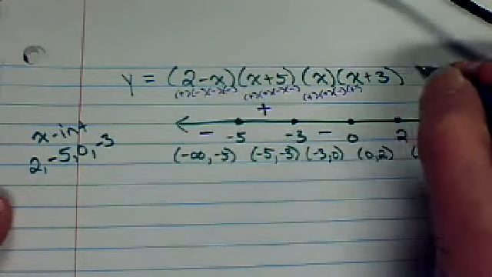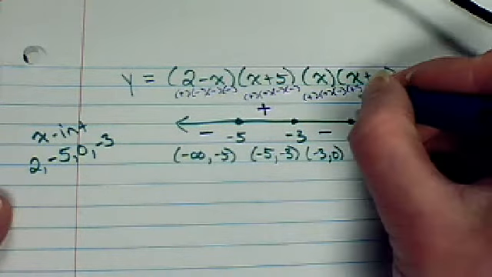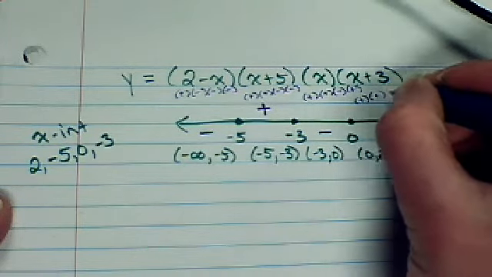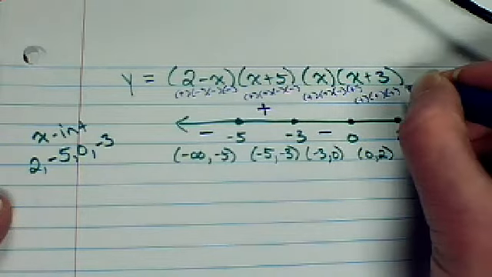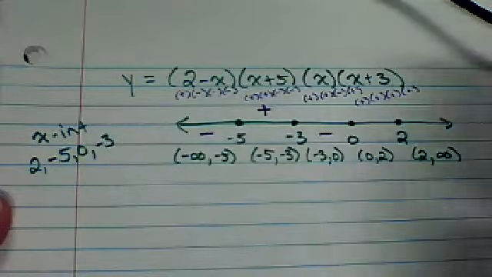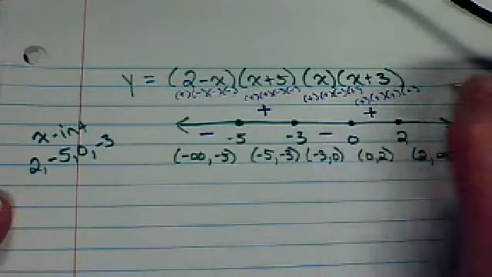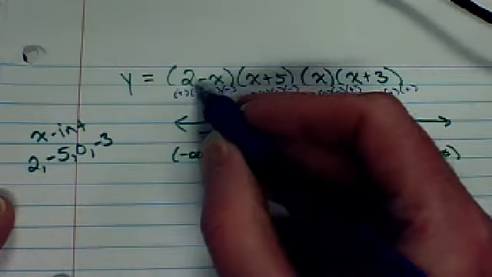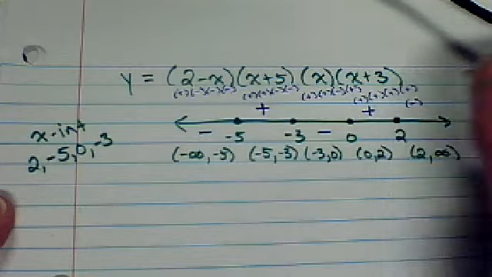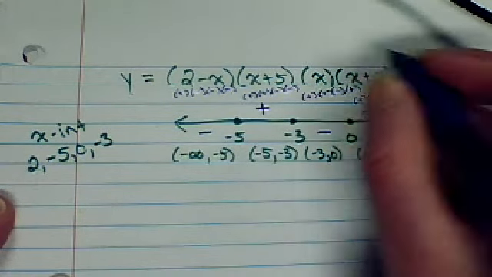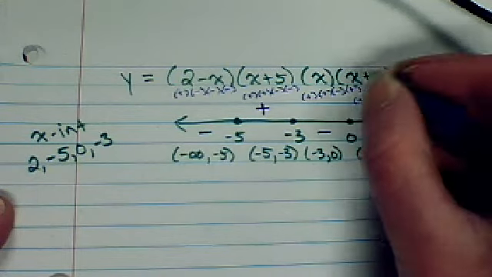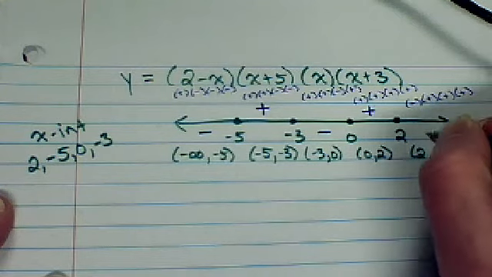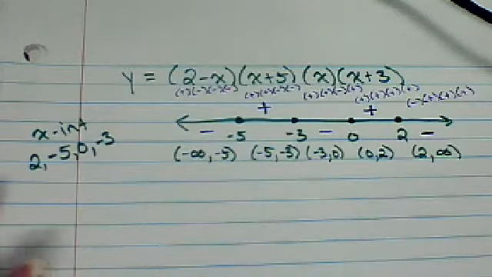Between 0 and 2, let's go with 1. 2 minus 1, positive. 1 plus 5, positive. 1 plus 3, positive. Four positives in a row. My result is going to be a positive. Past 2 to infinity, how about 5? 2 minus 5, negative. 5 plus 5, positive. 5 plus 3, positive. I only have one negative in the answer, so this is going to be a negative result.